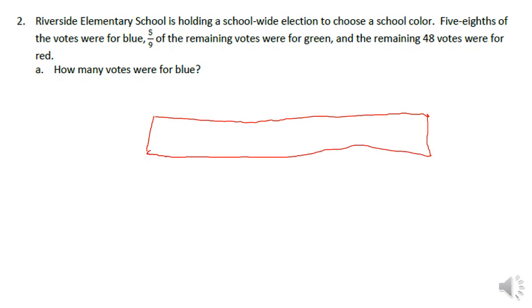And if we come back to the top of it, it said 5/8 of the votes were blue. So I'm going to go ahead and split this into eighths. And there's half, quarters, and now I'm splitting them into eighths. It said 5/8, so I'm looking at 5/8 right here. 1, 2, 3, 4, 5. And these were for blue.